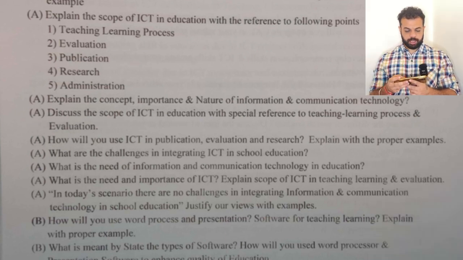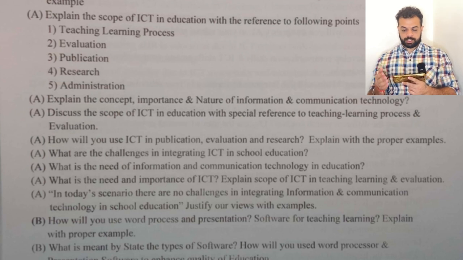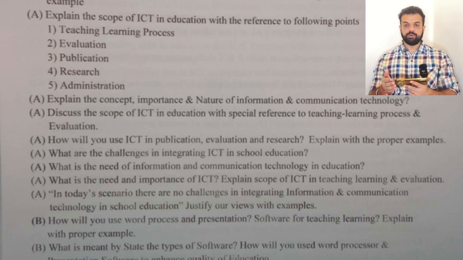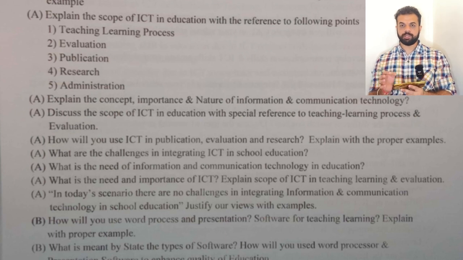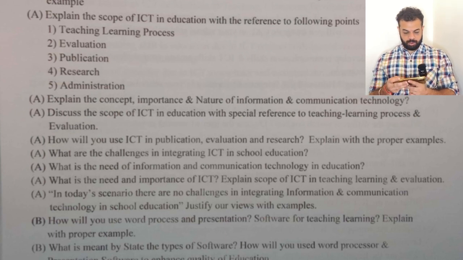Next is in today's scenario there are no challenges in integrating information and communication technology in school education. Justify your views with example. You have to write your views with examples on this given scenario.